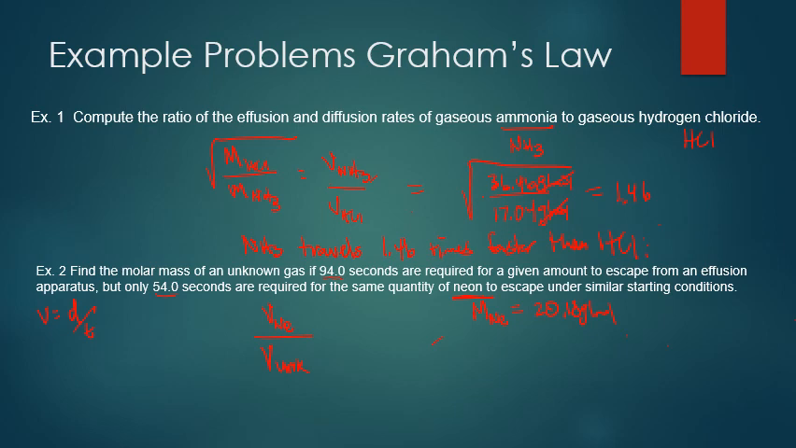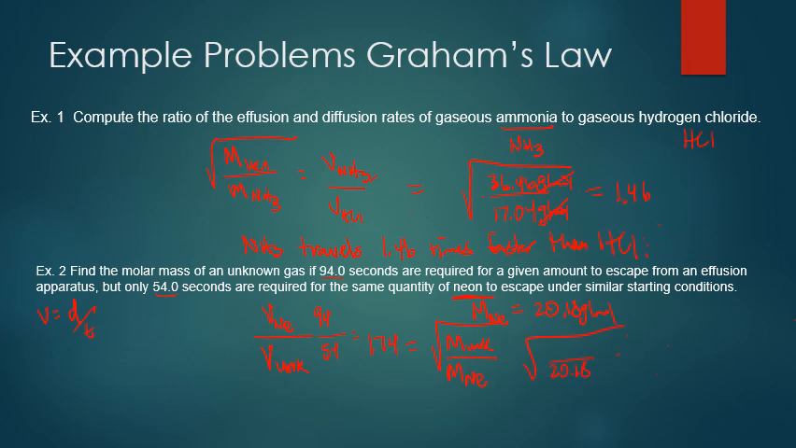Now, to get this ratio to be set to see how much faster it is, I'm going to take the times here and invert them, because again, if I did time getting it out of the denominator, it would be in the numerator. So I'd have 94 divided by 54 to give me the ratio of how much faster the velocity of neon is. So if I do 94 divided by 54, that would give me 1.74 times faster. So now I can set that equal to the molar mass of the unknown substance divided by the molar mass of the neon, which is again 20.18.